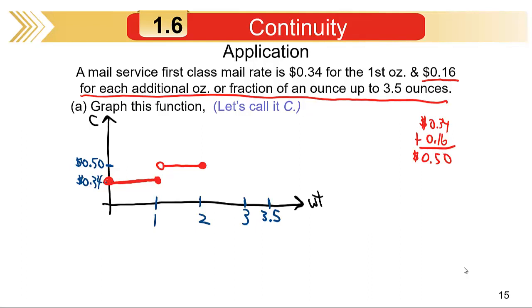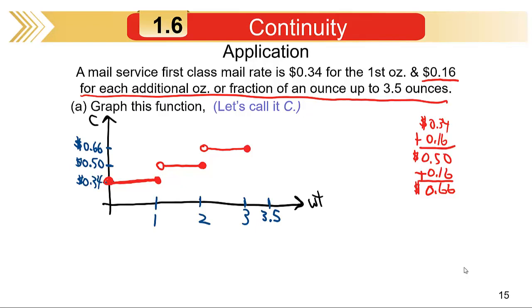Notice that I put an open circle on that segment over 1 because the dot below it takes care of the case of exactly 1. When you get exactly 1, you're at 34 cents, not 50 cents. And then you keep that pattern as you go. As long as you're over 2 but less than or equal to 3, you're going to pay another 16 cents, which is 66 cents to mail that item. So that's going to be a line segment that as long as you're bigger than 2, up to and including 3 ounces, you'll be paying 66 cents.